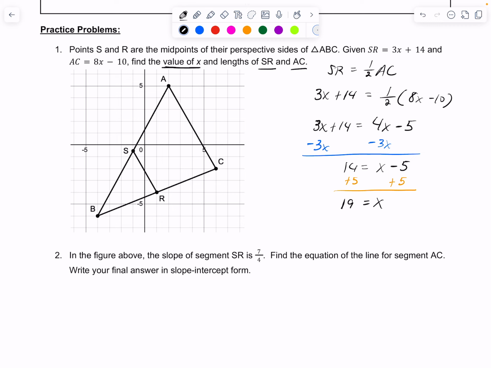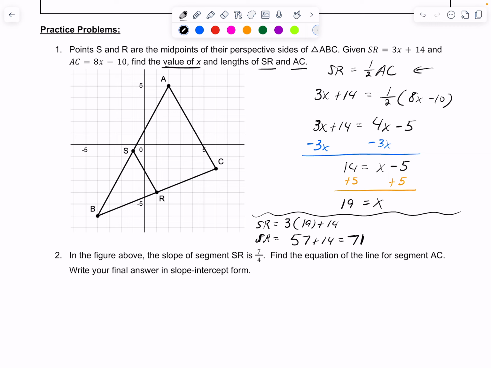Now you can do this two different ways. You could plug that x into each of them. That's totally fine. Or you could just plug it into one of them and use the relationship that we started out saying, that the midsegment SR is half the length of that third side AC. It's up to you. It's your call. I'm going to plug into SR first, which is 3 times 19 plus 14. Well, 3 times 20 is 60. So subtracting 3 from that gives me 57 plus 14. And 57 plus 14 is going to be 71 units.